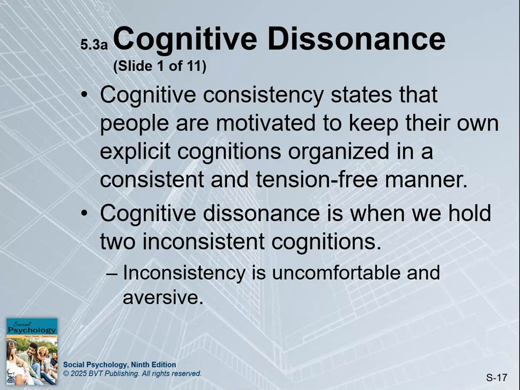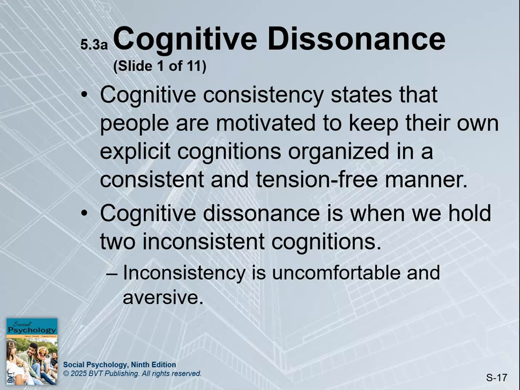Cognitive consistency states that people are motivated to keep their own explicit cognitions organized in a consistent and tension-free manner. But cognitive dissonance, on the other hand, is when we hold two inconsistent cognitions. So when we are inconsistent, we tend to feel a little bit cognitively uncomfortable and aversive.